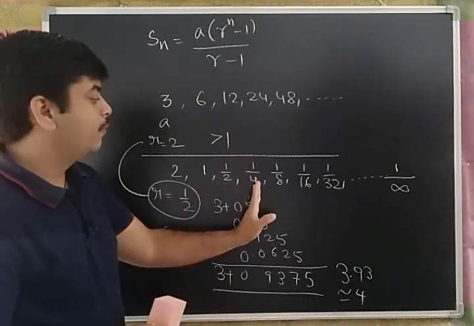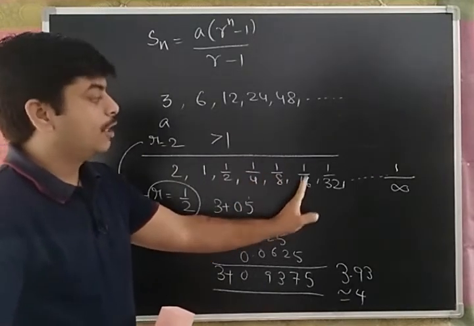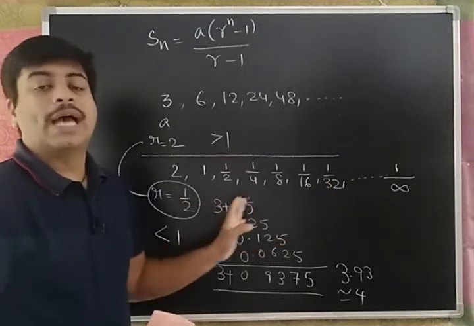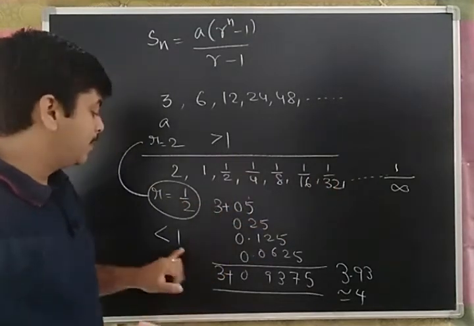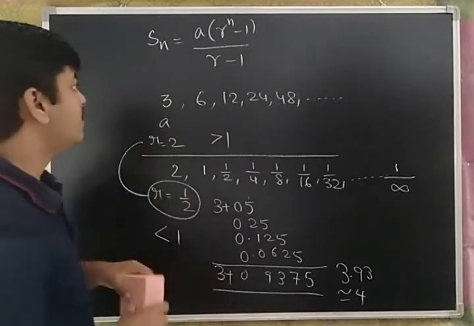The number 1 by 4 is greater than 1 by 8. 1 by 8 is a small number. 1 by 16 is smaller. 1 by 32 is still smaller. So as you multiply with a number less than 1, the value decreases.